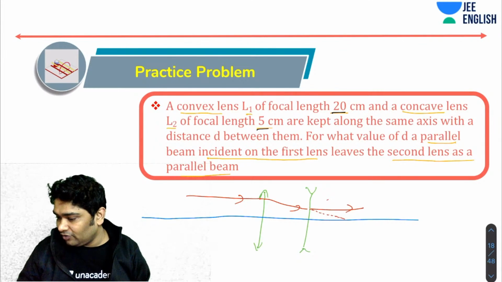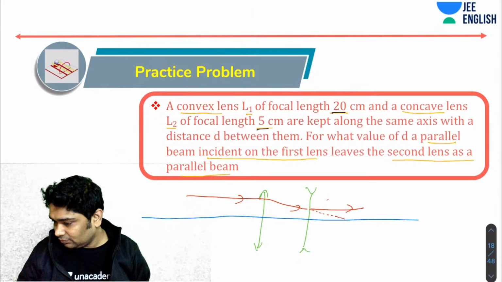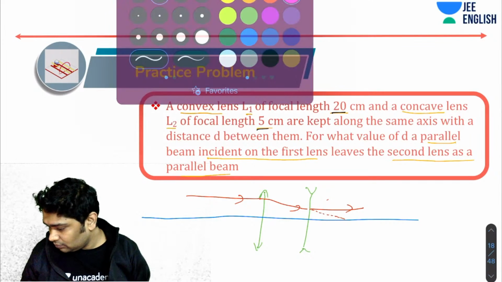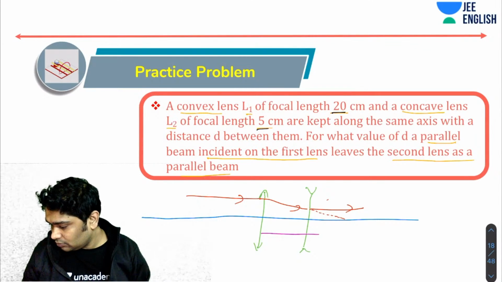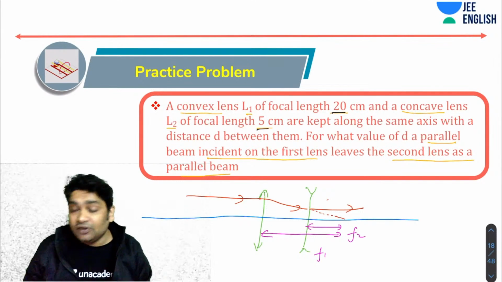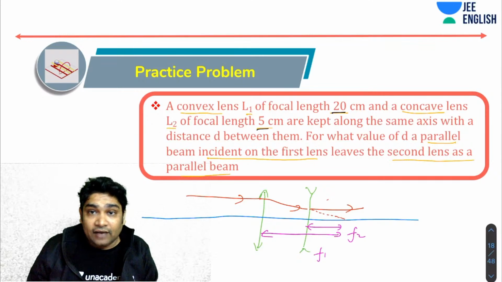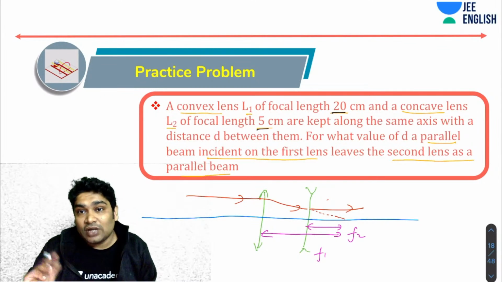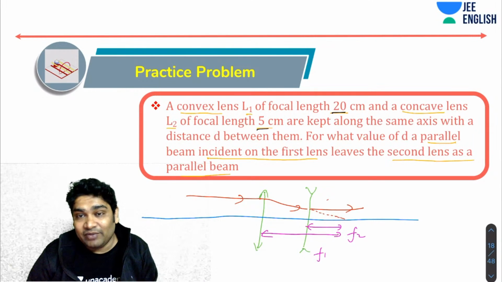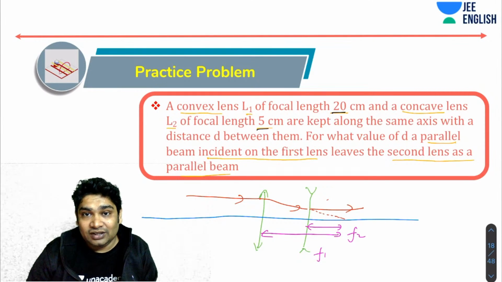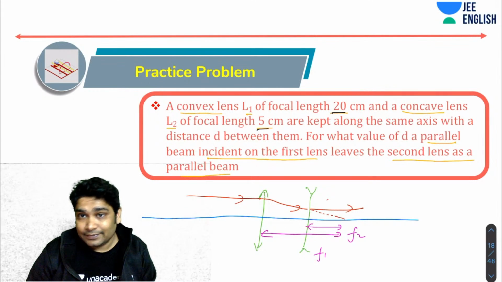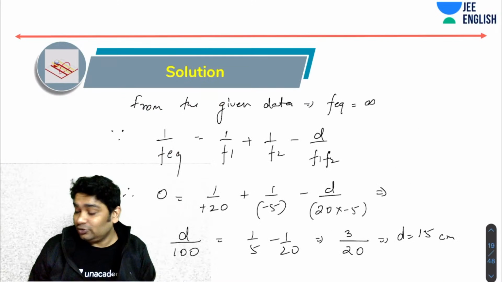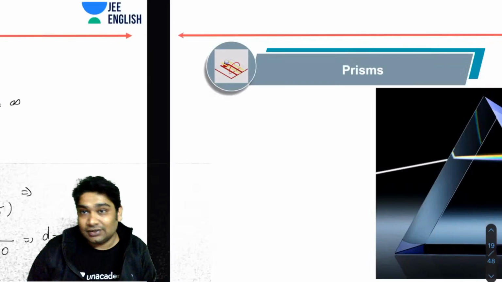This is how I would have liked it. If the ray appears to converge towards F2, then after refraction it would have become parallel to the principal axis. So that is why you could have decided the distance would have been the difference of the mods of the two Fs. Okay, 15 centimeter is the right answer.